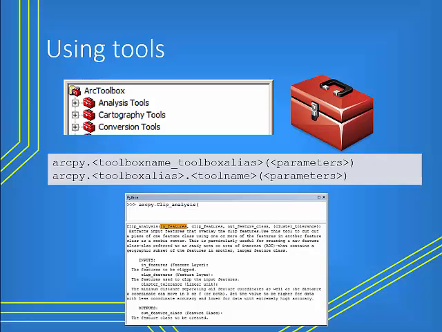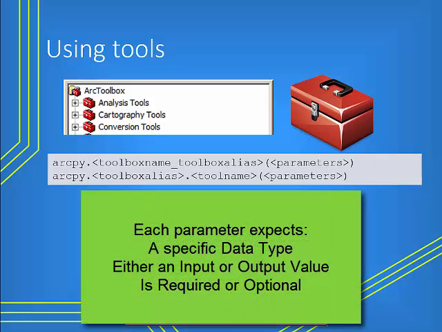A geoprocessing tool has a fixed set of parameters that provide the tool with the information it needs for execution. Tools usually have input parameters that define the dataset or datasets that are typically used to generate new output data. Parameters have several important properties. Each parameter expects a specific data type or data types such as a feature class, integer, string, or raster. A parameter expects either an input or output value, and a parameter either requires a value or is optional.